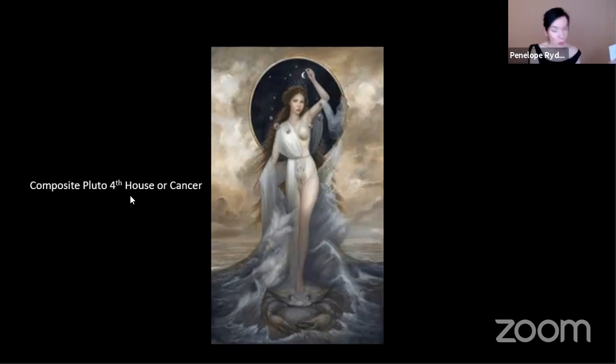So what we would do is go to the composite Pluto polarity point, the 10th house of Capricorn. And here, to remedy the composite Pluto in the 4th house, we would basically get to emotional maturity and learn to accept responsibility for our actions, to stop projecting and see what emotional security is inside ourselves. We've all got emotional security inside ourselves, and we've got to access that.